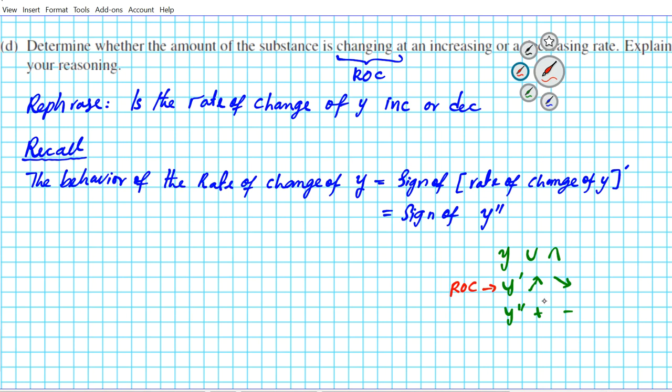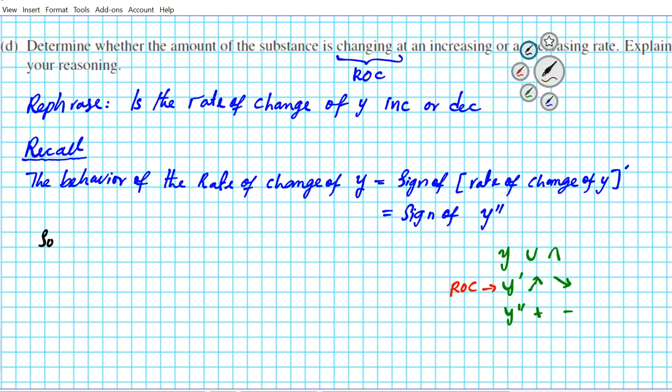Okay, so is the rate of change increasing or decreasing? In order to know if the rate of change is increasing or decreasing, what do you look at? You look at the derivative of the rate of change, also known as the second derivative, and you ask yourself, is it positive or negative? That's all we're doing. Okay? All right, so we're just looking for the sign of y double prime.